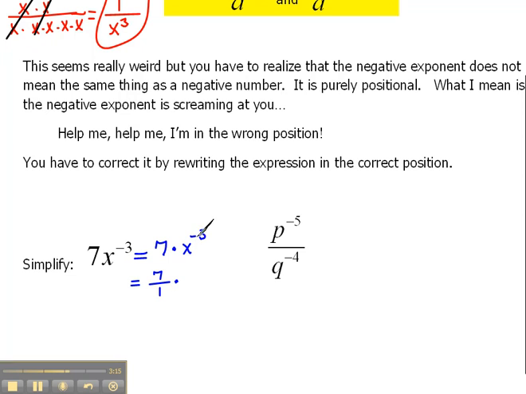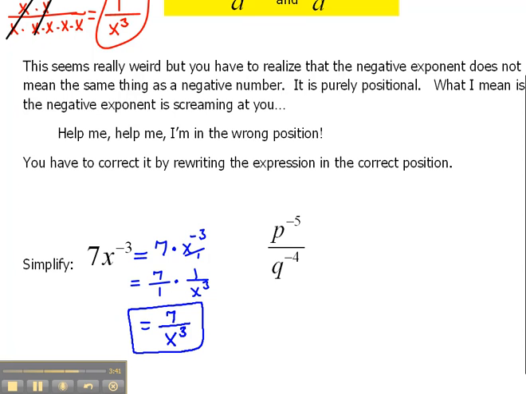But this x to the negative 3, this negative exponent is telling us that this is not in the proper position. It doesn't belong in the numerator. It belongs in the denominator. So this would be 1 over x cubed. We correct the negative exponent by putting it in the proper position. And then when we go to multiply, this would just be 7 over x cubed.